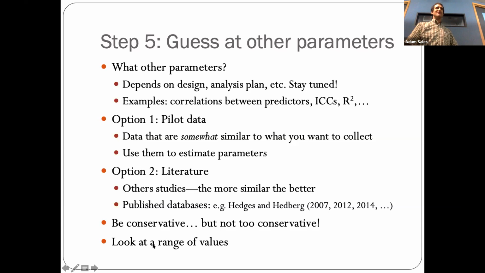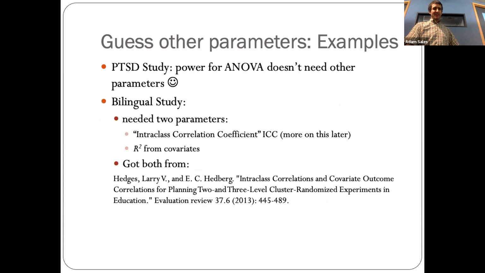Okay, well, what values are conservative and which ones aren't? Try it out with a bunch of different values and see what it looks like, right? Plug in different values and see how that changes your power along a reasonable range of possible values. Right, okay, so here's an example.